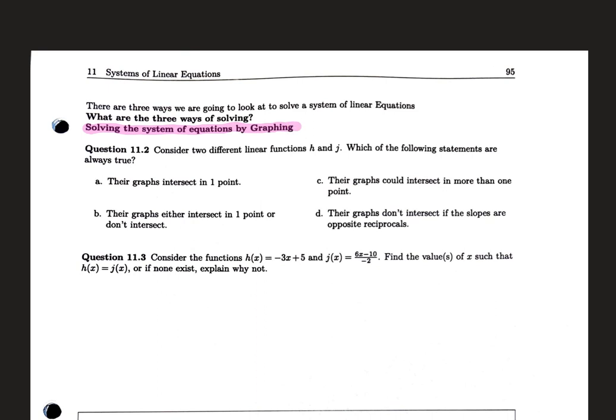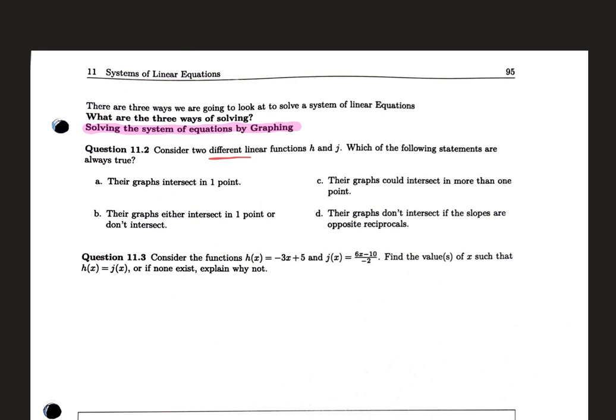elimination. My personal feeling is that graphing is a very nice way to see a visual connection to the skill, but it's the least accurate, and it also takes the longest. So we're going to look at graphing first just so we can kind of see the connection. I want you to think about 2 different linear functions. So there are 2 different functions. Which could be true? There's more than one possibility here.